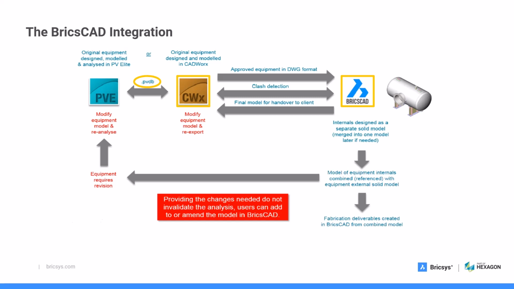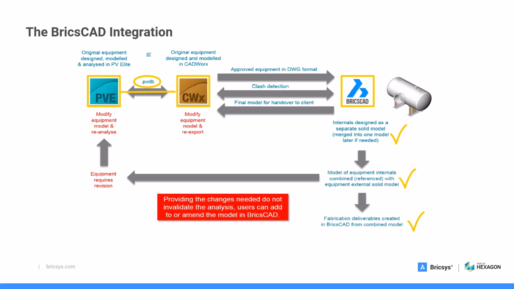The .pvdb format can then be opened in PVLite to analyze, and then we can make the required changes based on the analysis data that we receive from PVLite. We can export it back to .pvdb format and then import it back to the CADworks equipment on top of BricsCAD. Once it's imported, we can use that assembly or model within BricsCAD to create the internals, and as we already saw, to assemble as well as create the fabrication drawings for it.